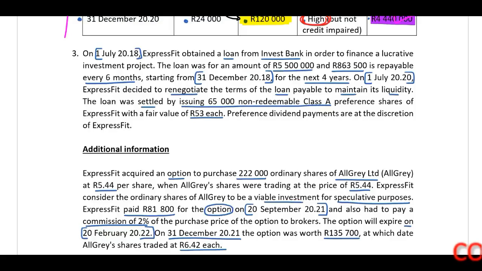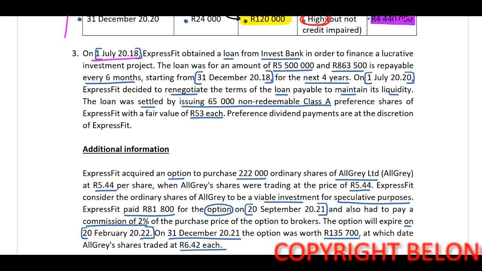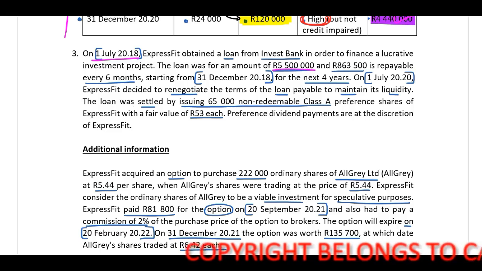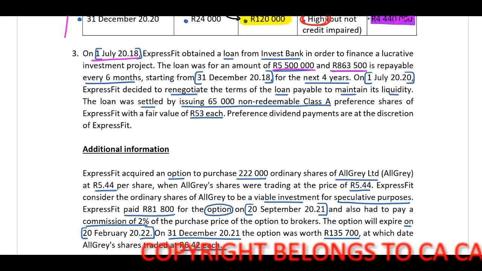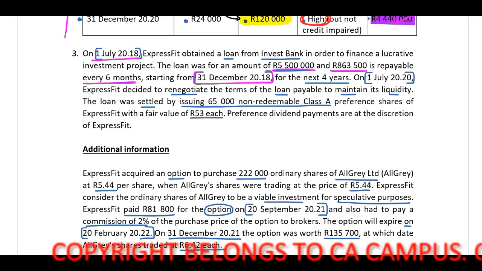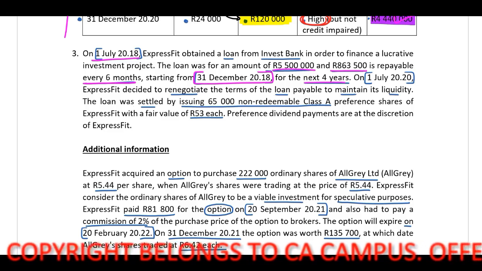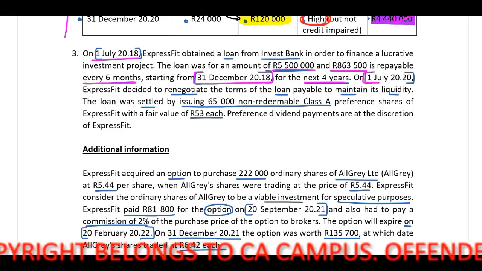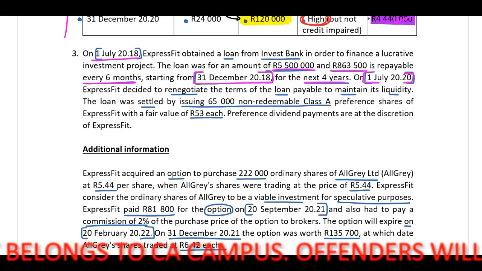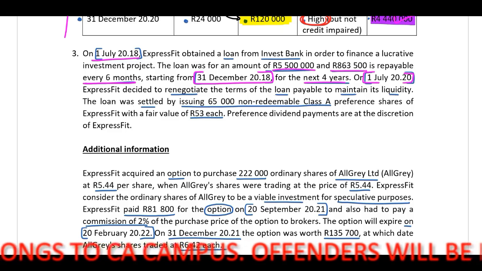Number 3, on 1 July 2018, ExpressFit obtained a loan from Investbank in order to finalize a lucrative investment project. The loan was for an amount of 5.5 million and 863,500 is repayable every 6 months starting from 31 December 2018 for the next 4 years. On 1 July 2020, ExpressFit decided to renegotiate the terms of the loan payable to maintain its liquidity.